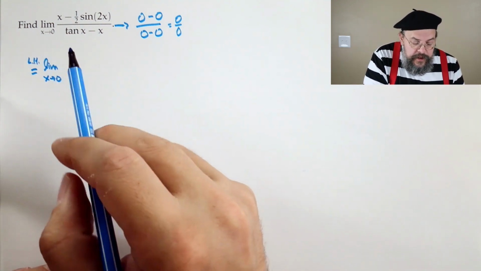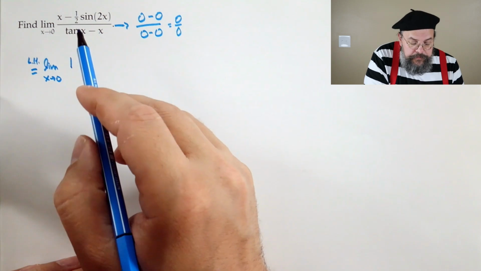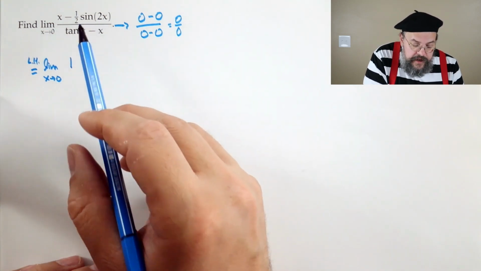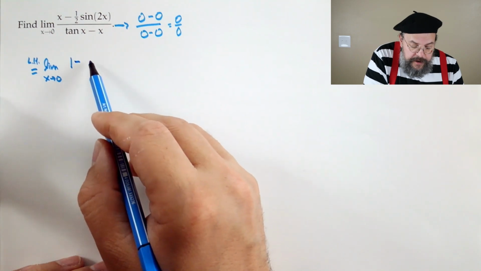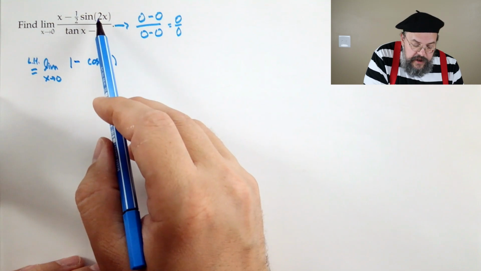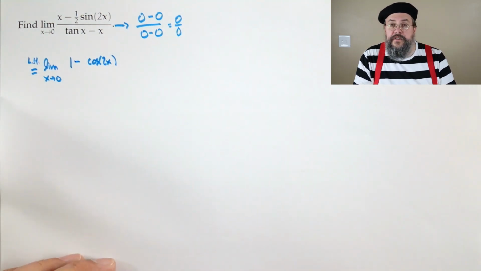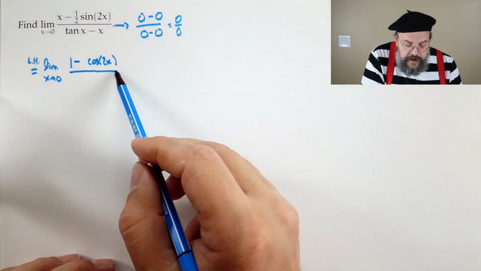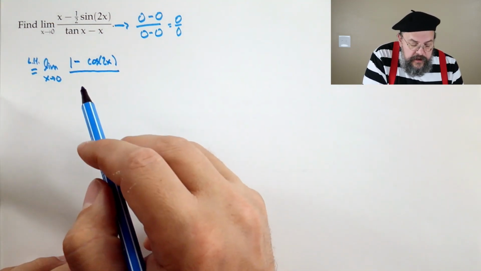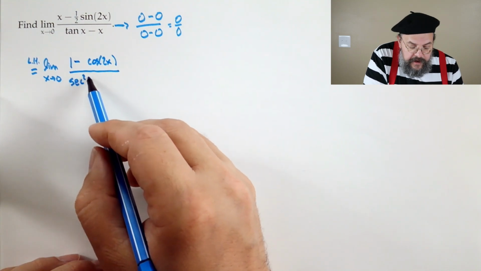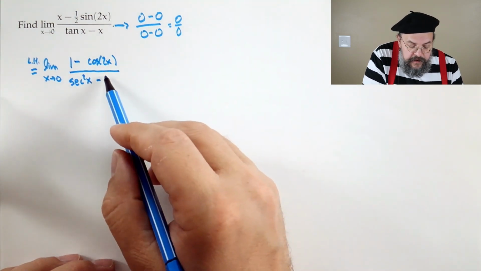So derivative of the top, well, derivative of x is 1. Then derivative of sine of 2x, well, derivative of sine is cosine. So it's still going to be a minus cosine 2x. And then we bring the 2 out by the chain rule, and 2 times a half is 1. So it's just 1 minus cosine 2x. Well, that's pretty nice. Downstairs, tangent of x, well, the derivative of that is secant squared. And the derivative of x is 1.